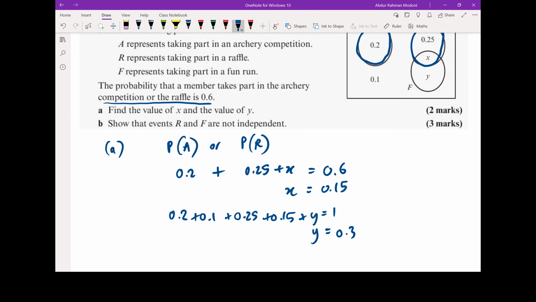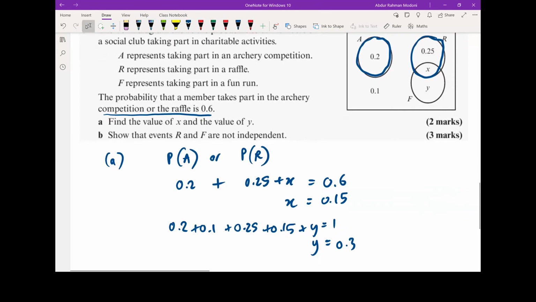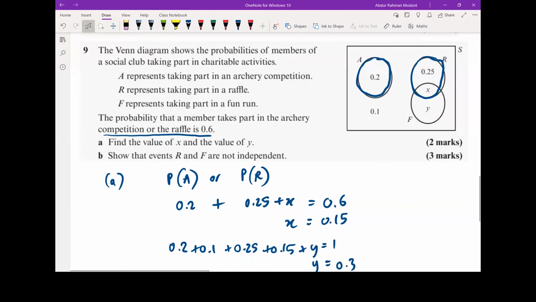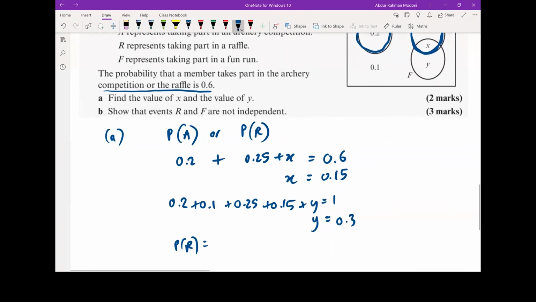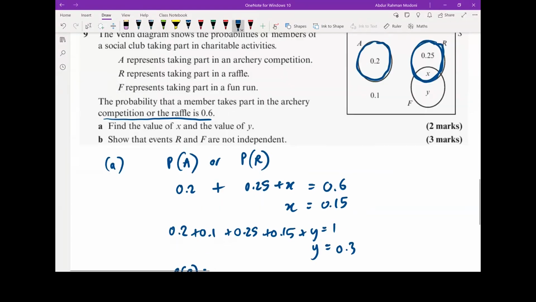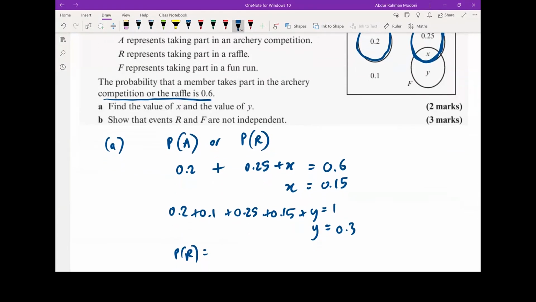Okay, so well done, 0.15 and 0.3, that's the first part. For part B, it says show that events R and F are not independent. So first of all, find the probability of R. The probability of R is everything inside the circle R, so that's 0.25 plus X, which is 0.4 since X is 0.15.